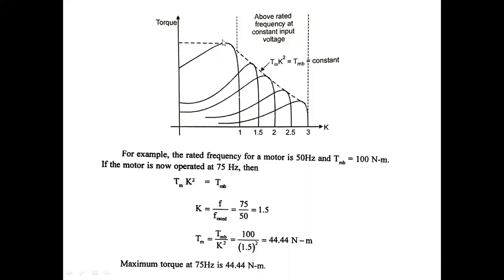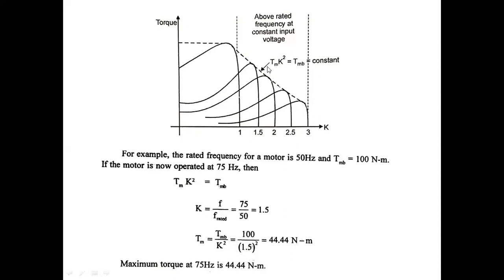Along with the maximum torques, what other decreased values can you observe from these curves? You can also observe the decrease in starting torque. Is it right or not? Here for k equals 1, this is the starting torque. For k equals 1.5, the starting torque is again falling down. You can see that for k equals 2.